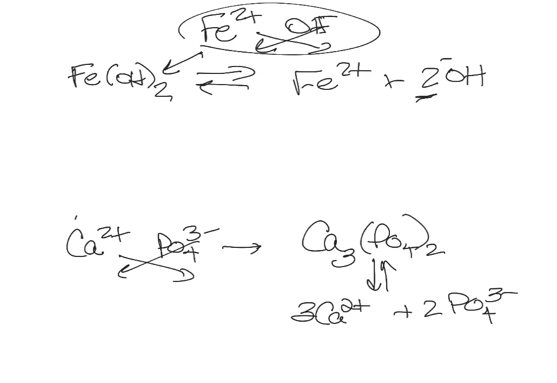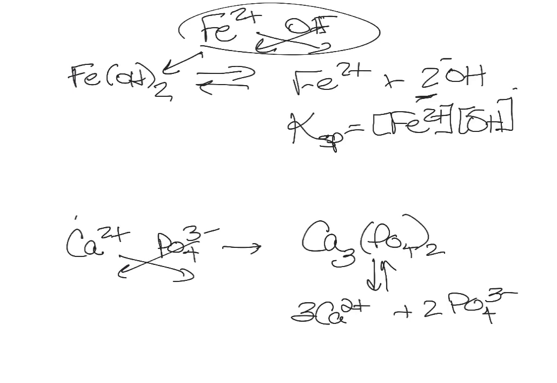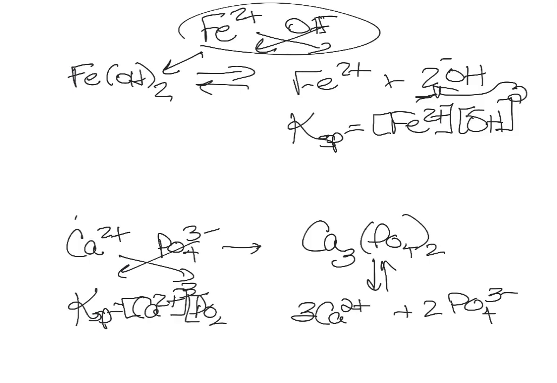Alrighty, so the Ksp expression for the iron(II) hydroxide is concentration of iron ion times concentration of the hydroxide ion squared because of the coefficient. And let's see, Ksp for calcium phosphate is concentration of the calcium ion cubed times concentration of the phosphate ion squared. All right, so hopefully you'll practice a few more of those.